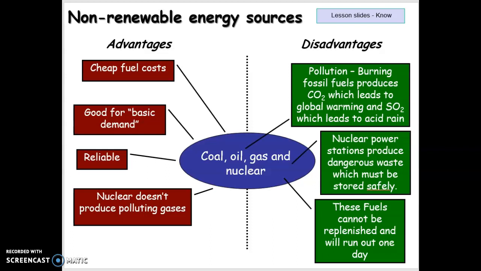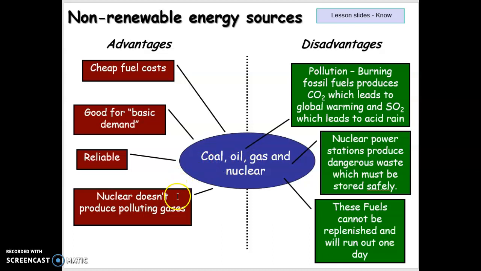Okay, so did you get these? These would be the sort of things that we would need to think about. So reliability, because at the moment we do have coal, oil, gas and nuclear fuel, we do say that this is a very reliable resource. We know we're going to run out of it eventually, but it means that our power stations can run reliably so long as you've got an adequate supply of this fuel.